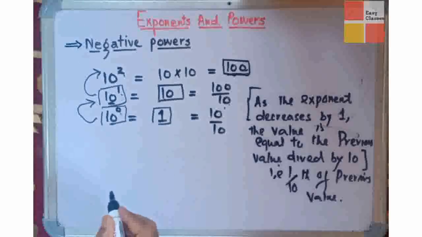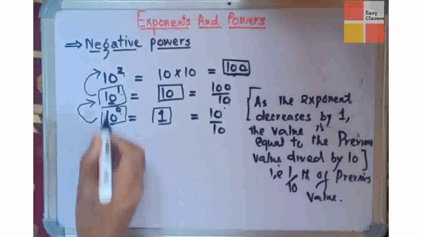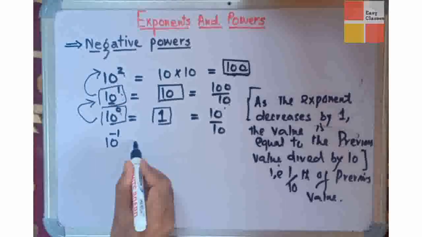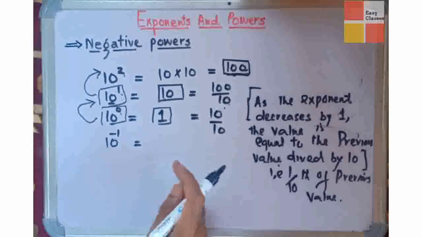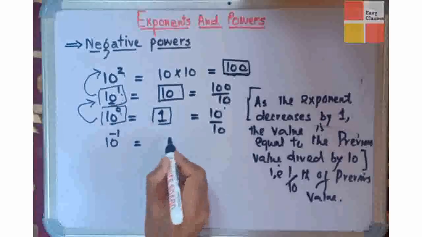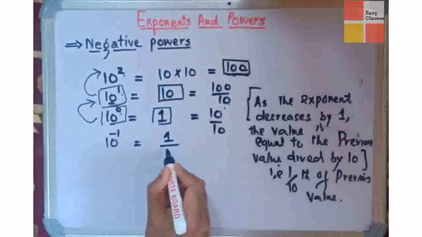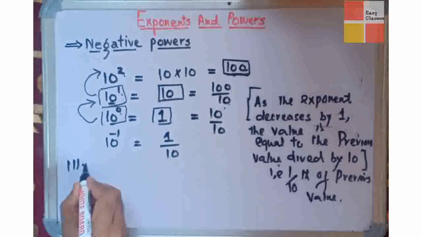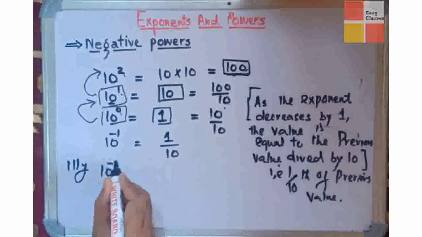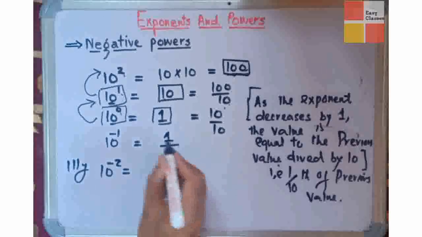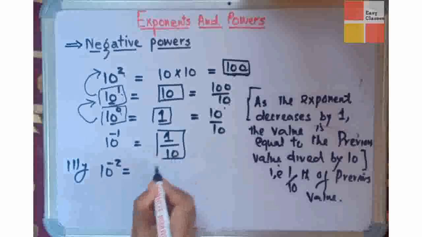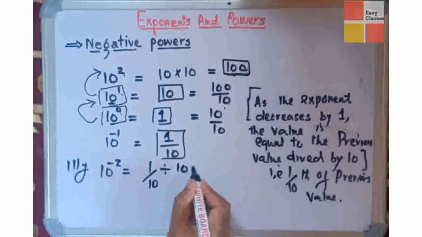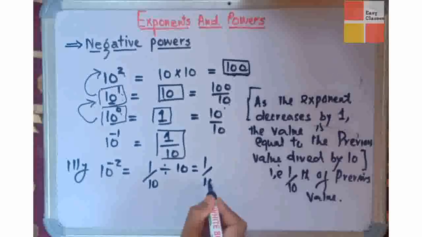So continuing this process, continuing the above pattern, we will continue this same pattern. 10 raised to power minus 1 will be the previous value, that is 1, divided by 10. Right? Okay. Then similarly 10 raised to power minus 2 is equal to the previous value, that means 1 by 10, divided by 10. Okay, so that is equal to 1 divided by 10.